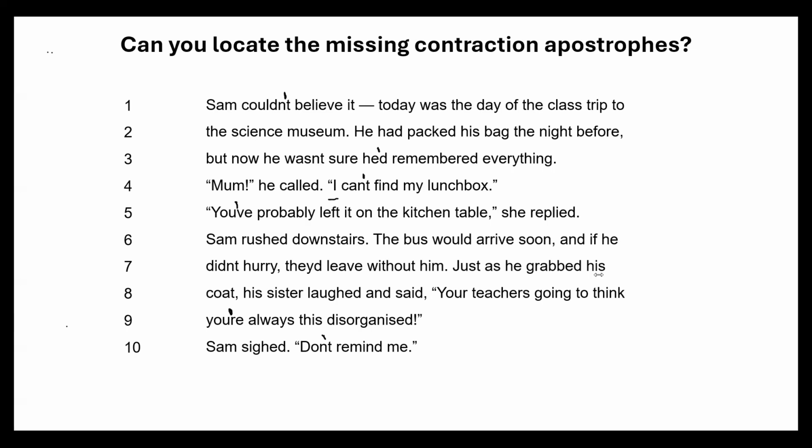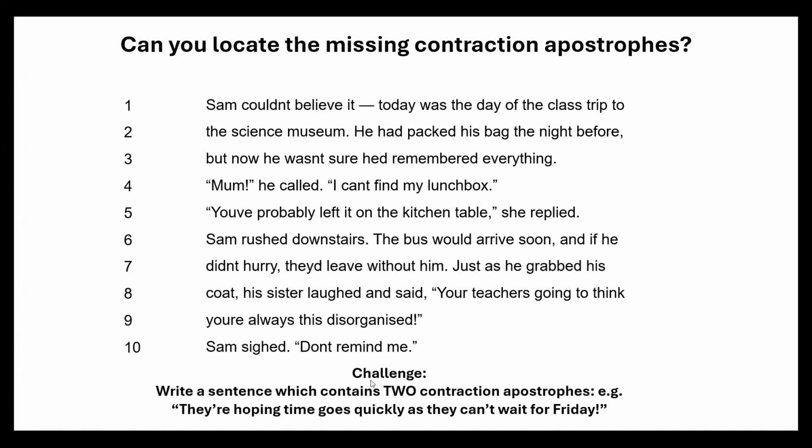All right. Now there are more, but I think we get the idea here. So we're going to move on to the next bit, which is: write a sentence which contains 2 contraction apostrophes. So look at the example that I wrote. They're hoping time goes quickly as they can't wait for Friday. So you can see that I've used the word there, which has an apostrophe, and I've used the word can't, that has an apostrophe, but they're both being used to show contraction. Okay, they're not being used to show possession, just contraction.